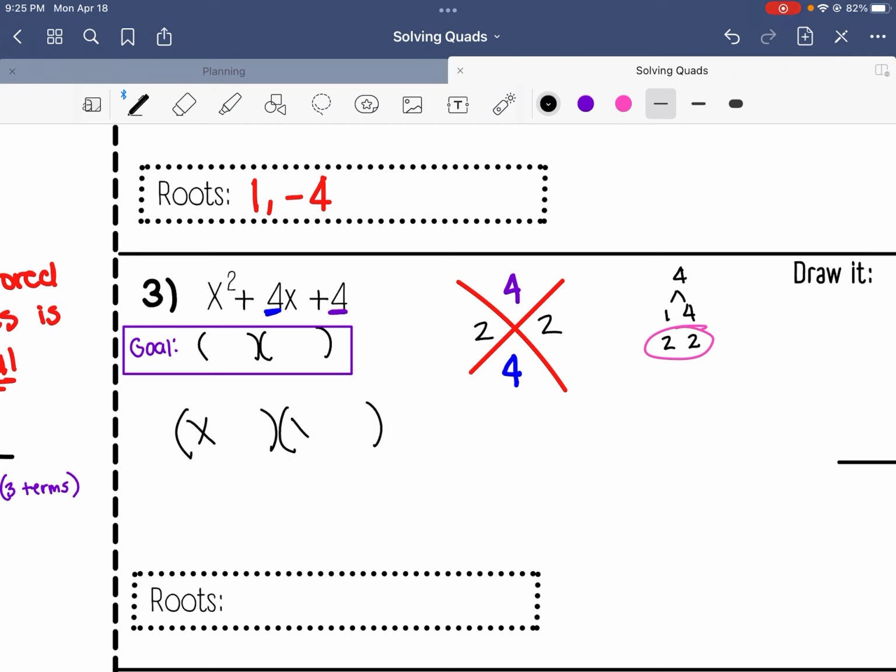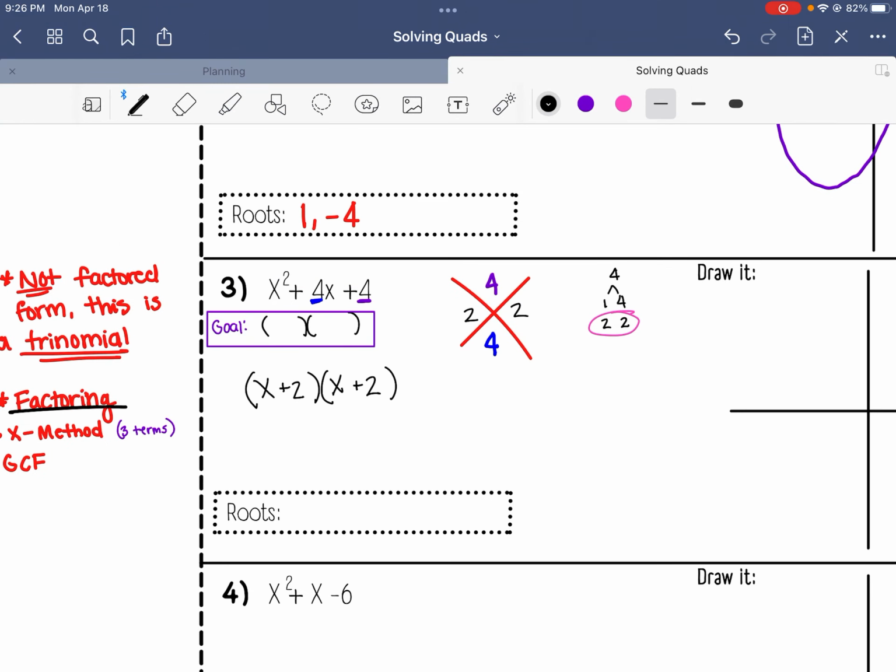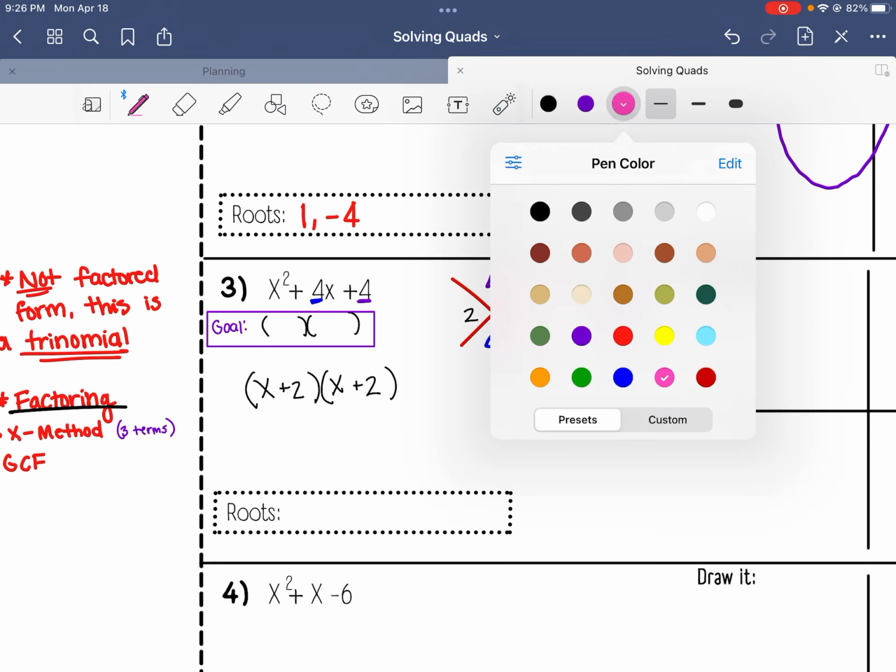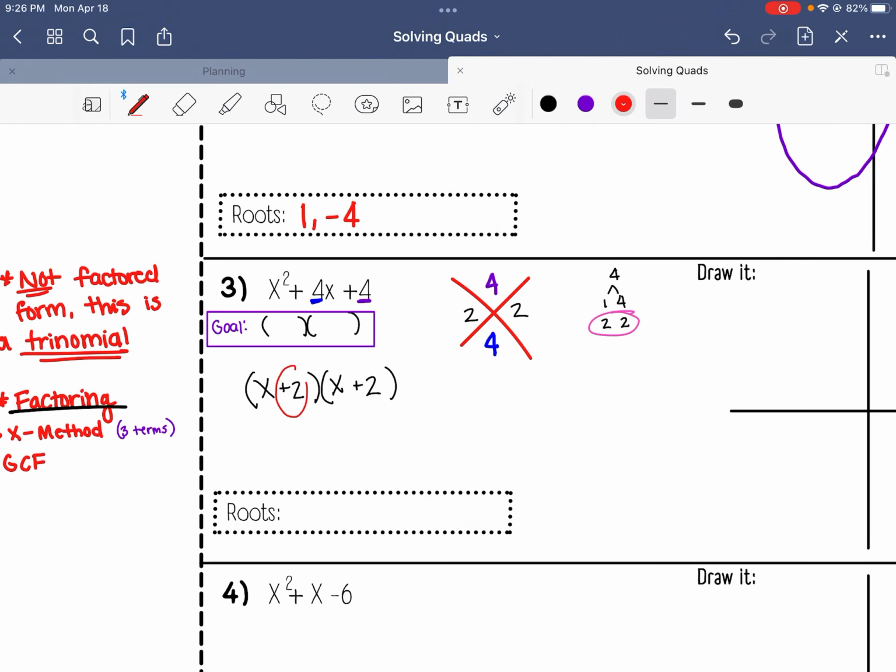So that means my polynomial is going to be an x and an x right here, and I'm going to put plus 2 and plus 2 right here. So what do you think my answer is? Remember, we can just take our number right here and flip the sign. So the first one's going to be negative 2, and my second one's going to also be negative 2. Oops, negative 2, comma, negative 2.